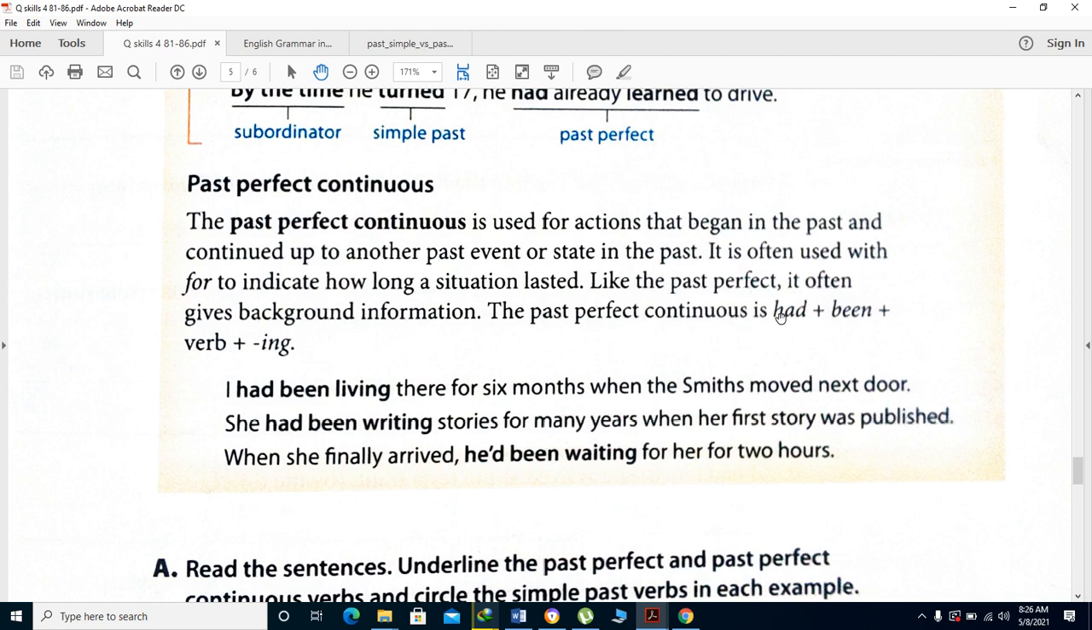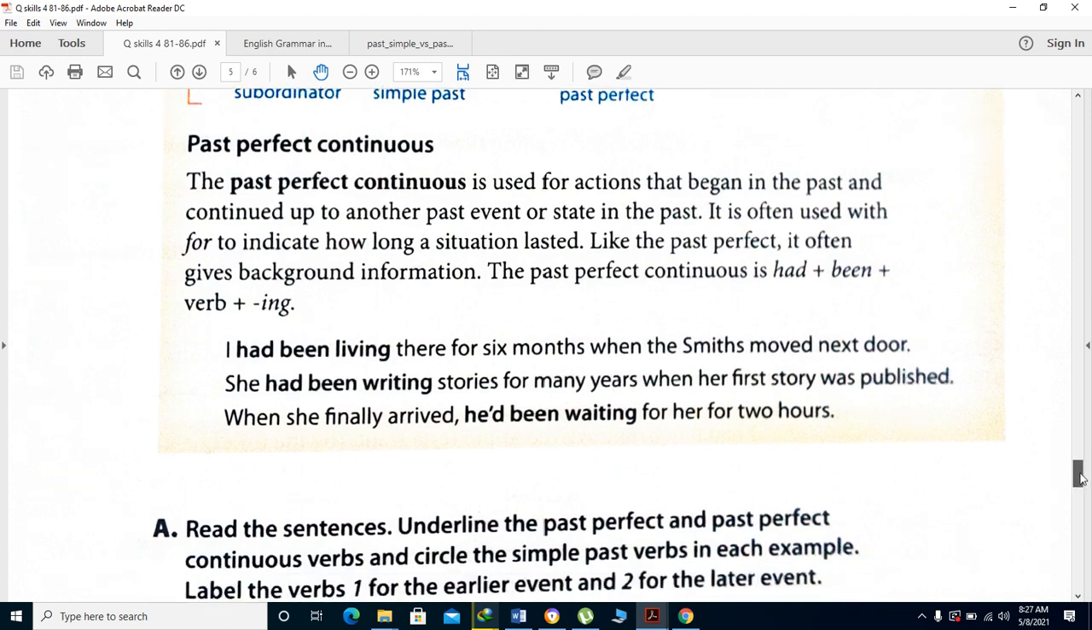The past perfect continuous structure is had plus been plus verb plus ing. Let's see. I had been living there for 6 months when the Smiths moved next door. She had been writing stories for many years when her first story was published. When she finally arrived, he had been waiting for her for 2 years. So all of these actions happened before another action, and they happened for a longer period of time, for 6 months, for many years, for 2 years. So this is where we use past perfect continuous tense.